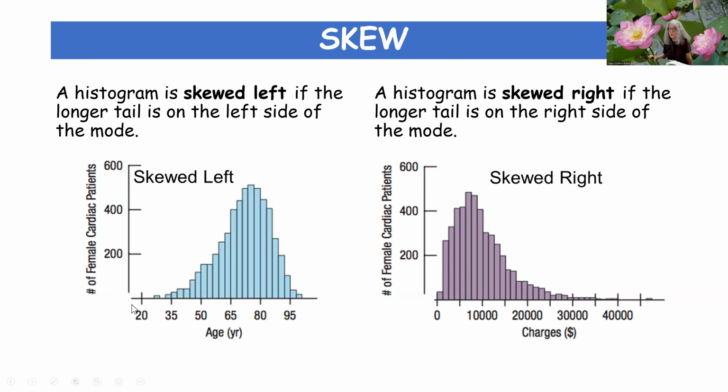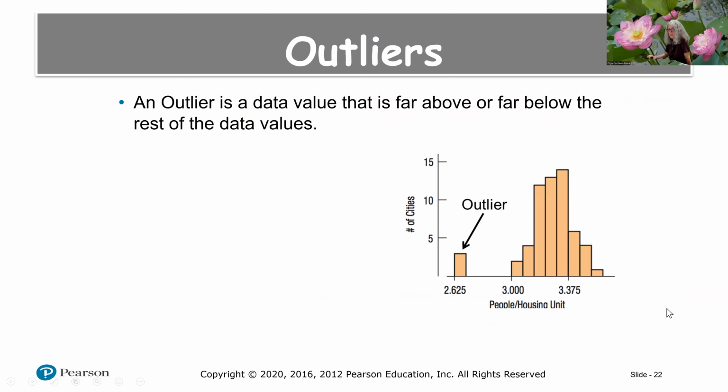A histogram is skewed left. So look where the small values are, kind of not with the rest of the observations. This is skewed left and this is skewed to the right. That's the vocabulary that we need to learn.